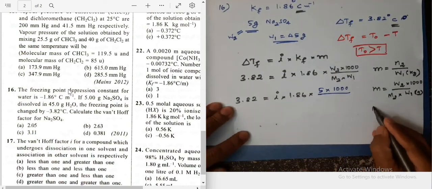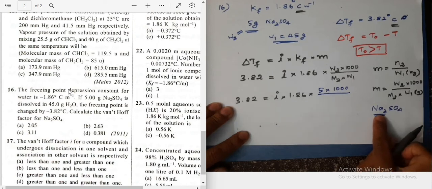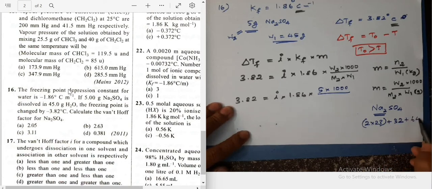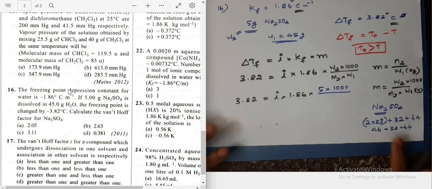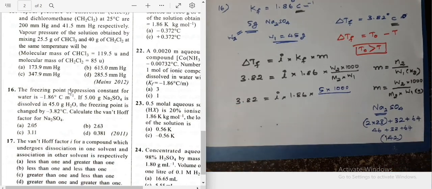See, Na2SO4. We have 2 sodium, and for each sodium, atomic mass is 23. So 2 into 23, plus we have 1 sulfur, 32, plus we have 4 oxygen, each oxygen 16, so 16 into 4, 64. So this is 46 plus 32 plus 64, and we'll get 142. Am I right, students? Molar mass is 142. Is it correct?